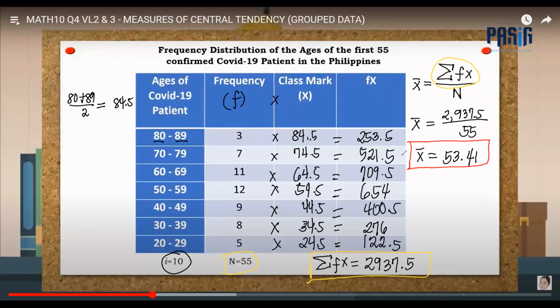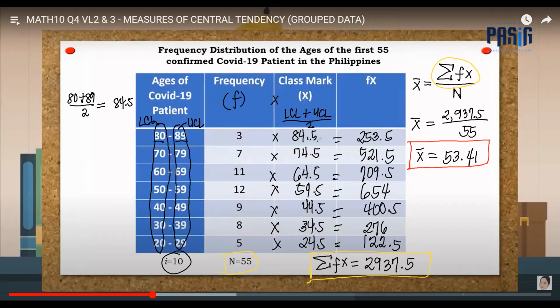So ibig sabihin, the average age of the first 50 COVID-19 cases is 53.41. So ano yung ginawa natin? Again, kinuha natin yung class mark by adding the lower class limit, ito yung lower class limit, and its corresponding upper class limit, then dinivide natin siya sa 2. Ito si upper class limit, UCL. Ito naman si LCL.